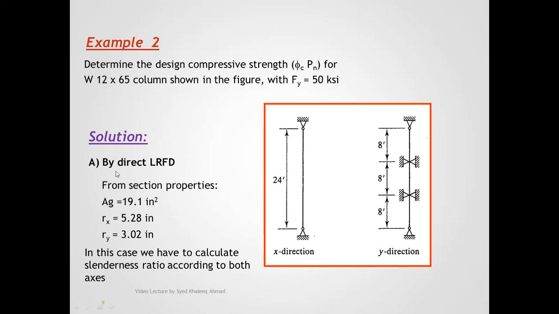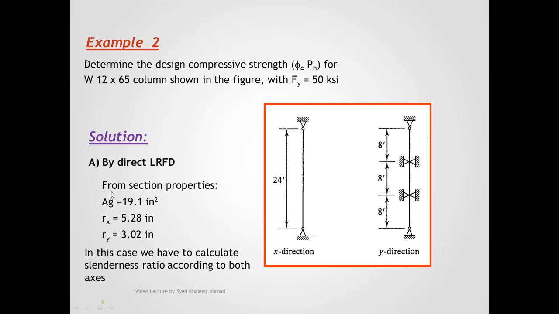So we will calculate, the values are given here. Fy is 50 ksi, and you have to find the design compressive strength. The procedure will be the same. The only difference in this case is that the column is laterally braced about y direction.